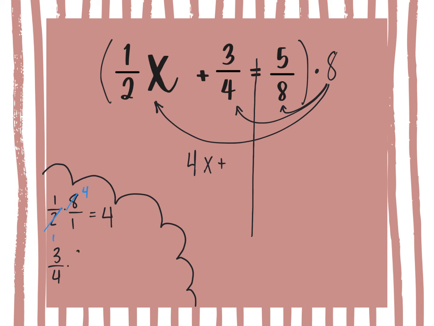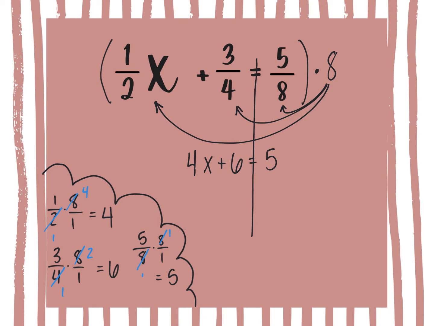3/4 times 8 over 1 again can be cross-canceled. So you'll see I'm doing a lot of cross-canceling in these problems. That's an okay thing. That gives me 6 over 1, or just 6. And the last step is 5/8 times 8 over 1. Clearly here we can cross-cancel nicely. The 8s can become 1s, and I'm left with 5 over 1, or just 5.